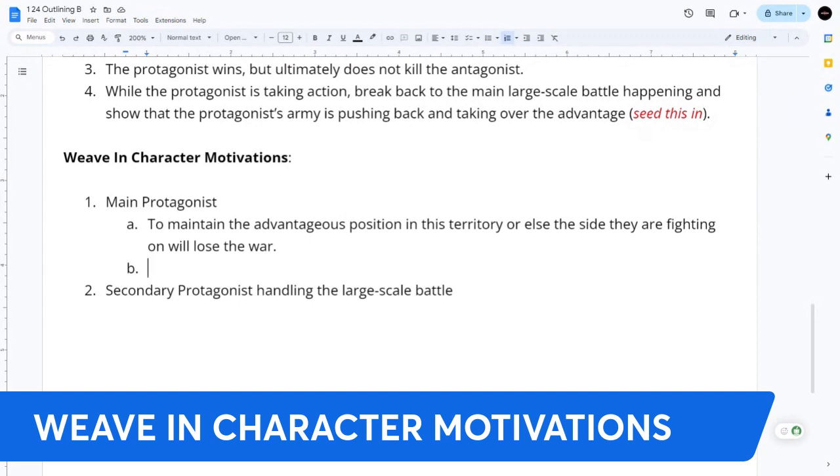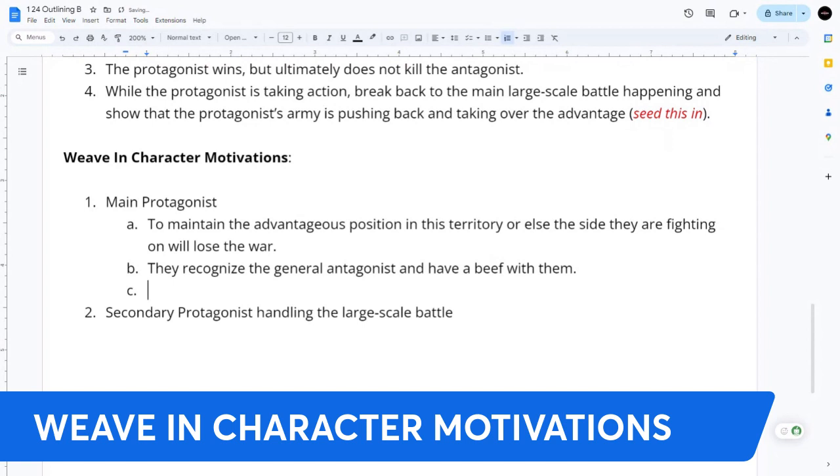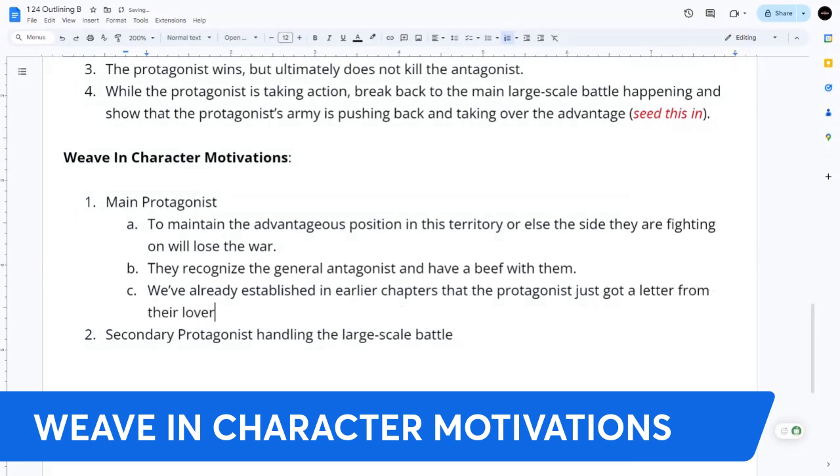So another thing you might want to add is they recognize the general antagonist and have a beef with them. Okay, it could be that. Another thing is we've already established in earlier chapters, I can't spell, but every great writer has a great editor, that the protagonist just got a letter from their lover/partner, and are supposed to receive them in the coming days.